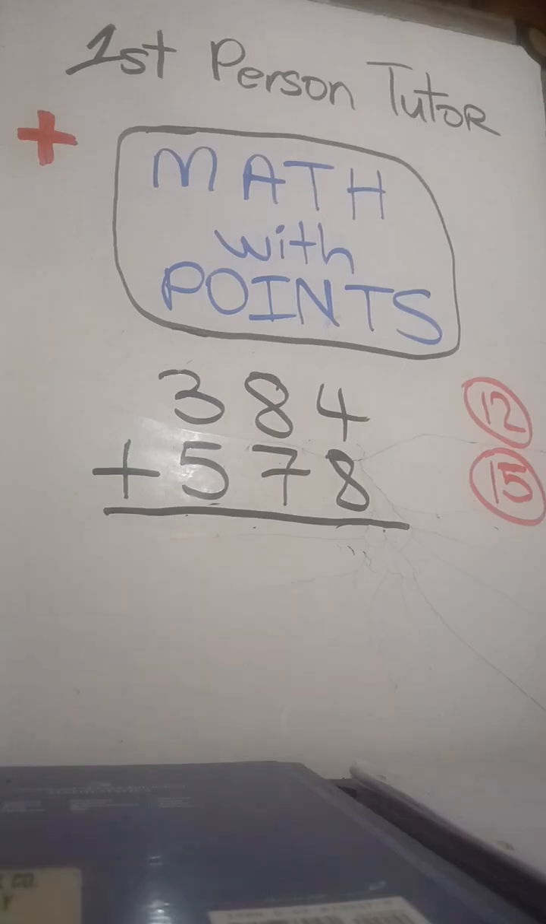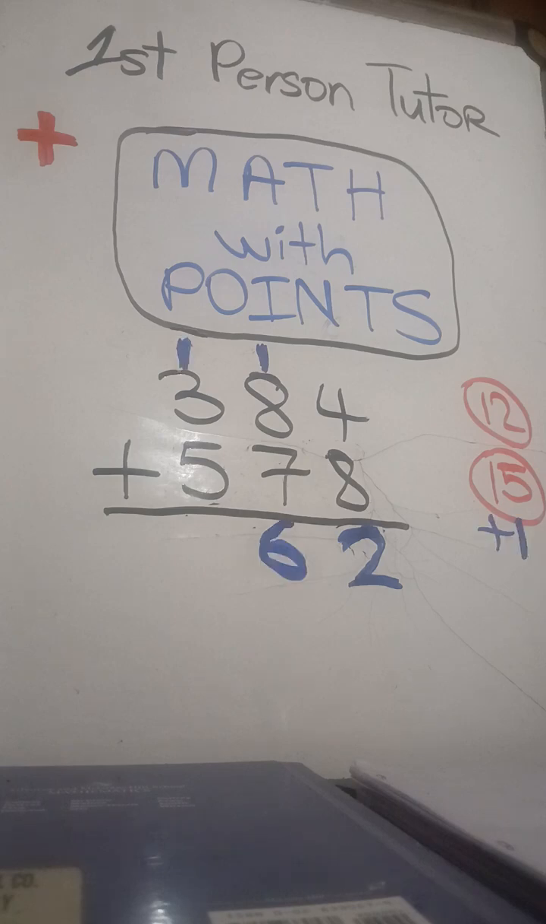So now that we know this, 4 plus 8 is 12. So why don't we put a 2 down there and a 1 above the 8 up there? But remember, 8 plus 7 is 15. So 15 plus 1 is now 16.